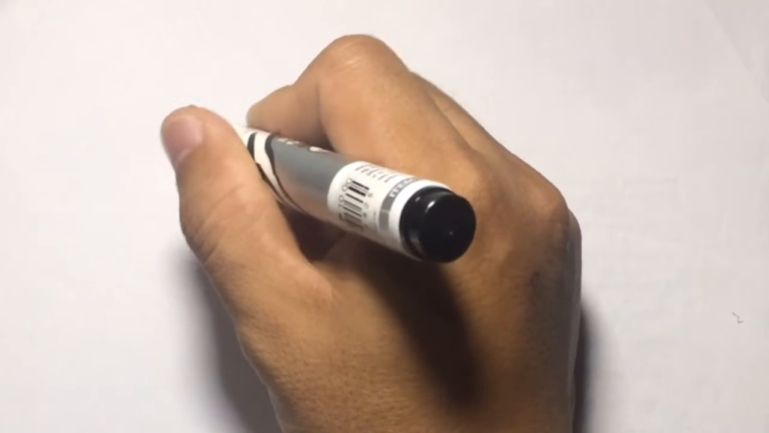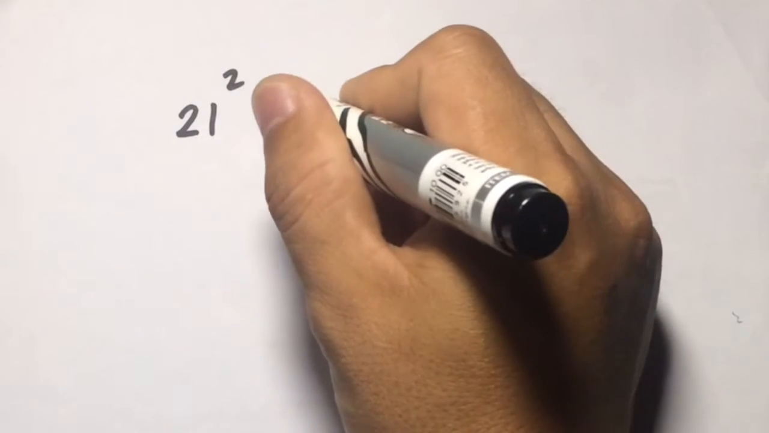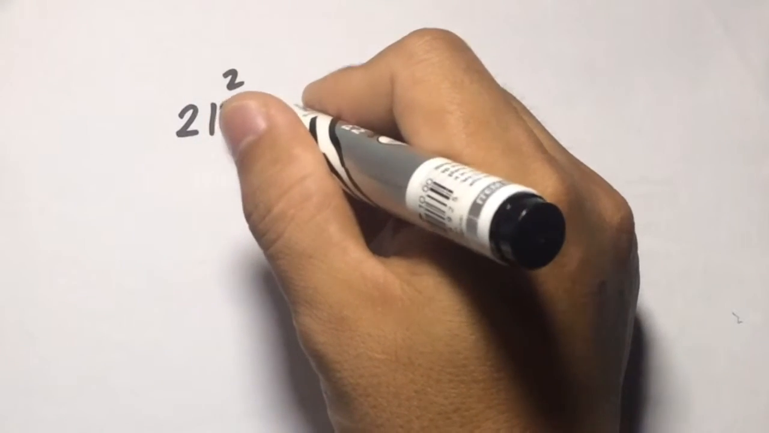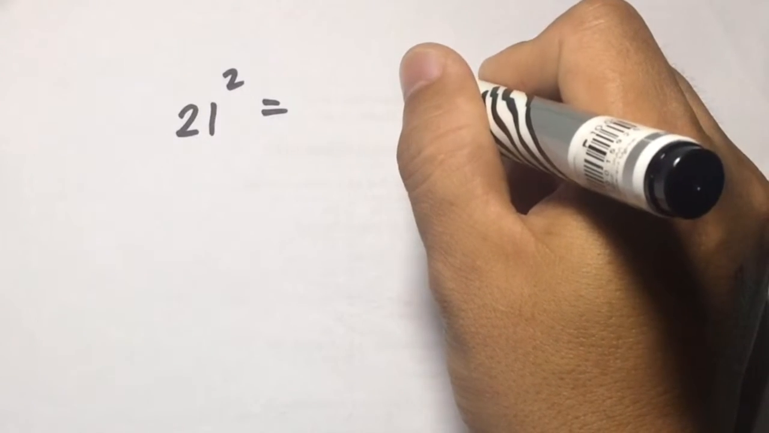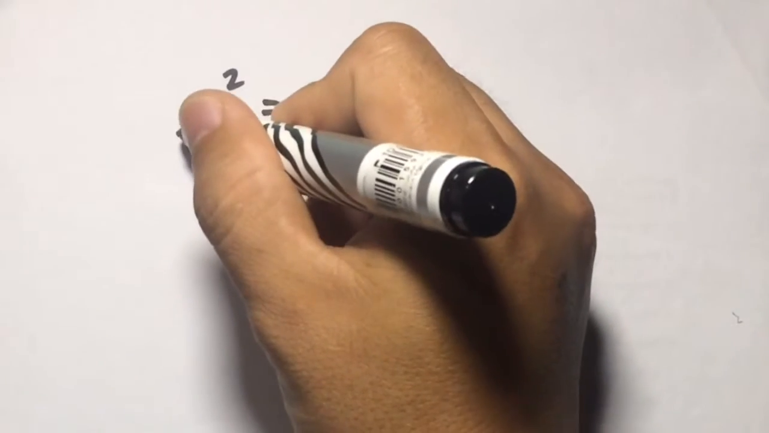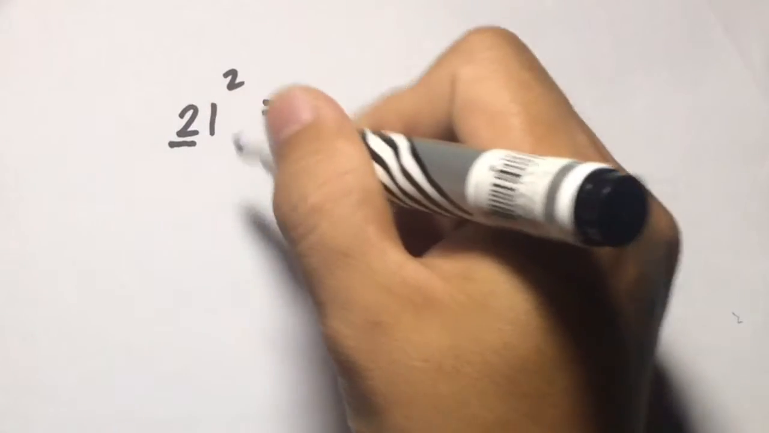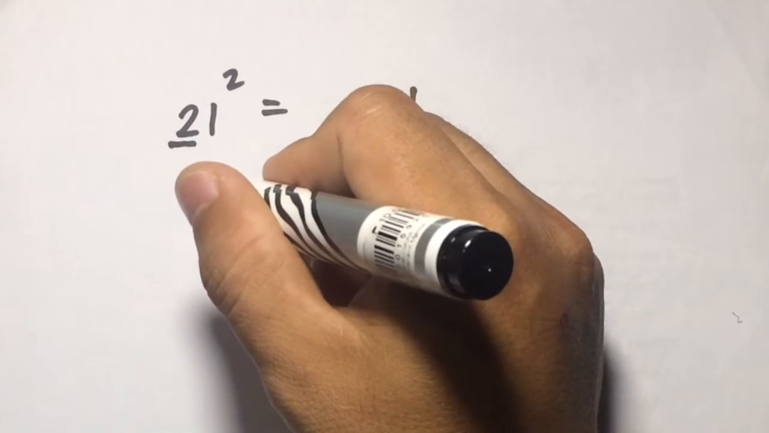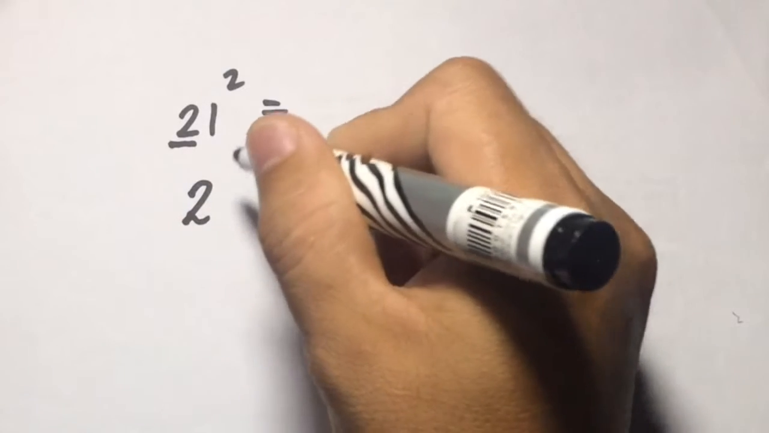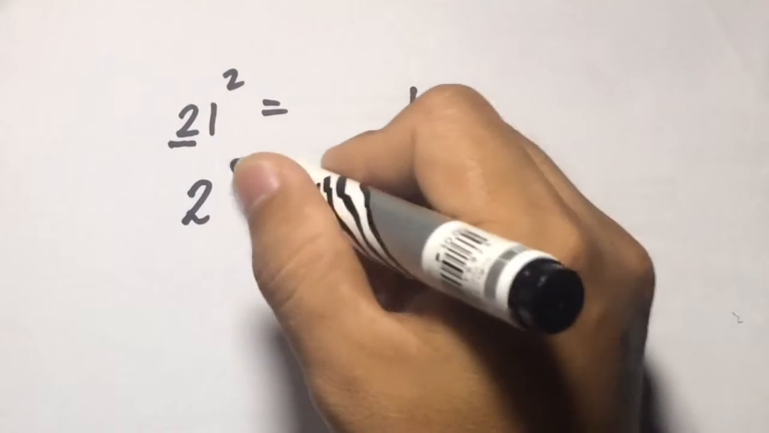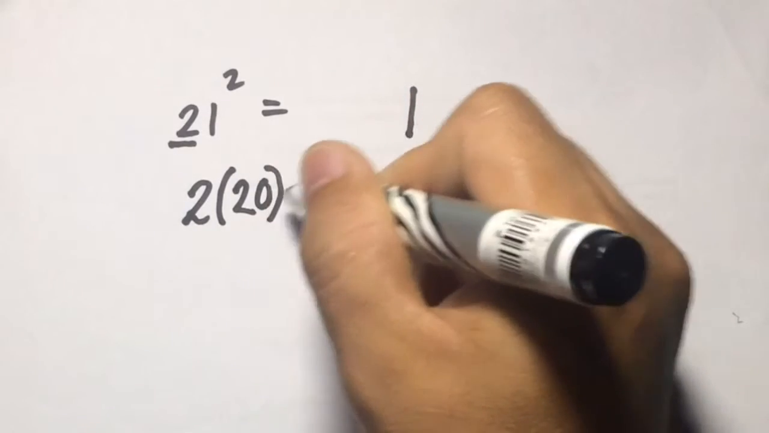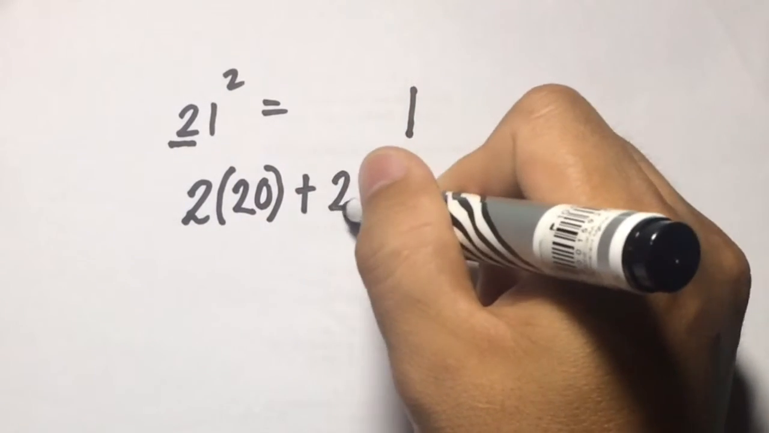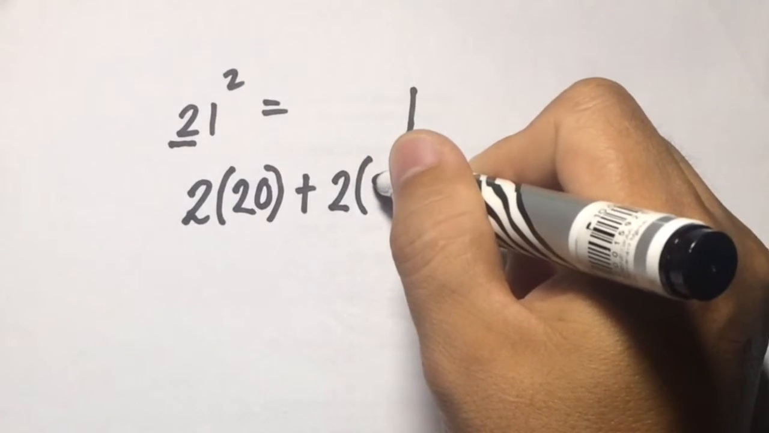So for example, if we're going to have 21 squared, any number ending in 1 being squared, the last digit is 1. So you're going to put here 1. Then you're going to look at the first digit. This is 2 here. So the same with the process in squaring numbers ending in 2 and 3. So we're going to have 2 times 20, plus 2 times the constant, which is 2.